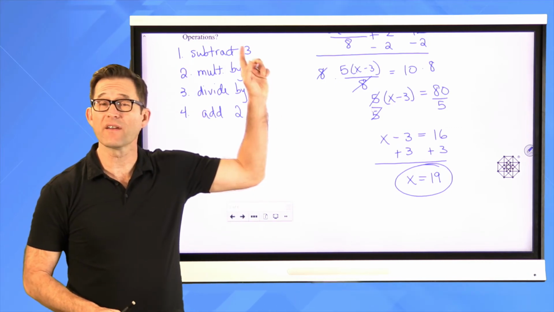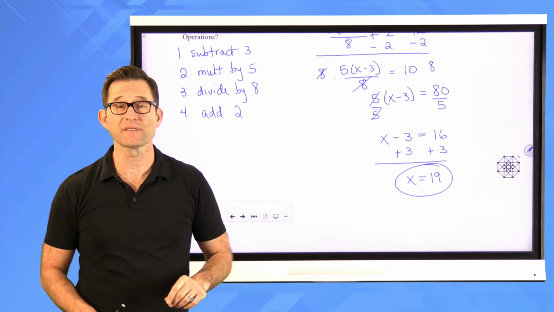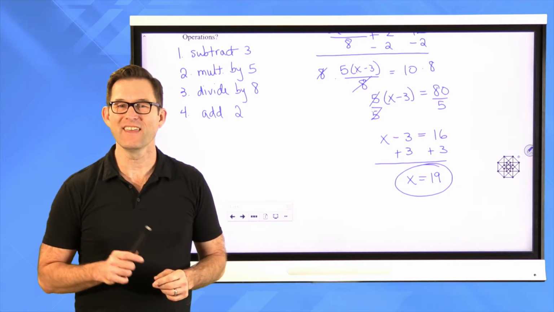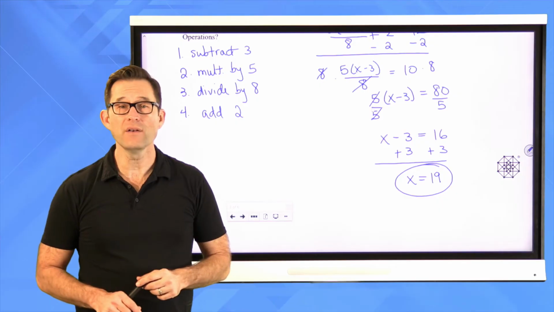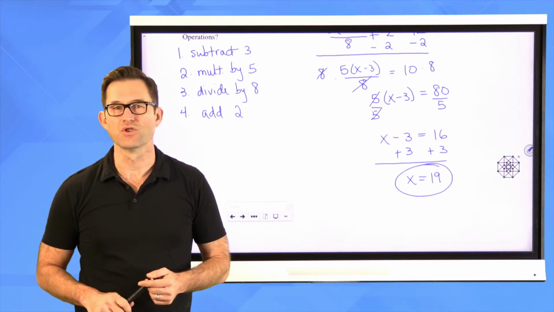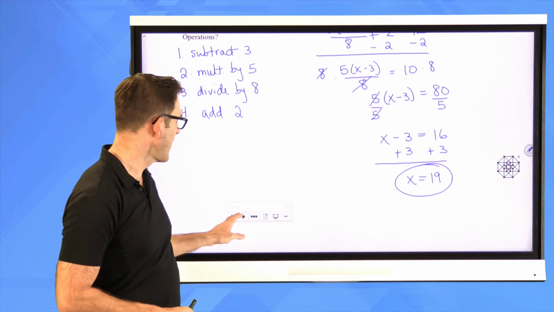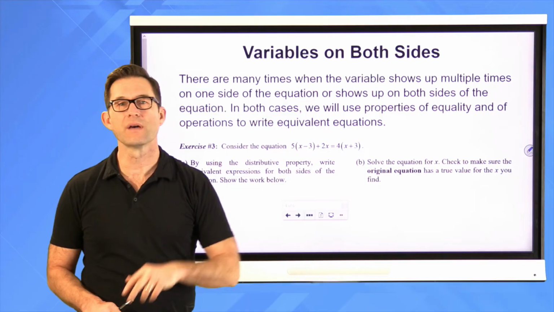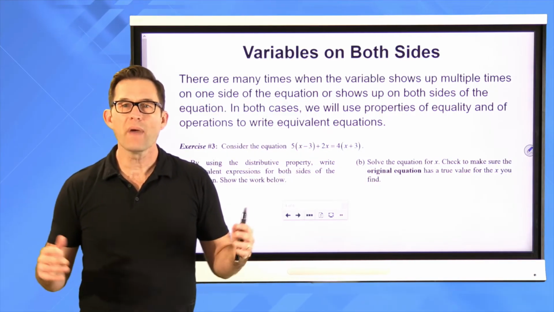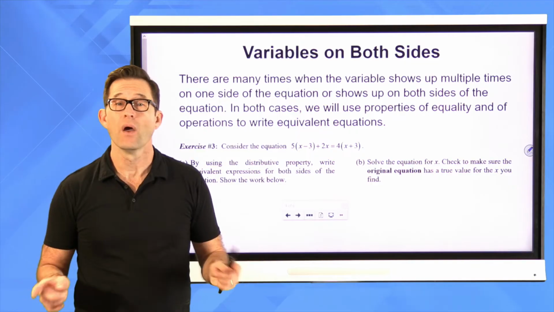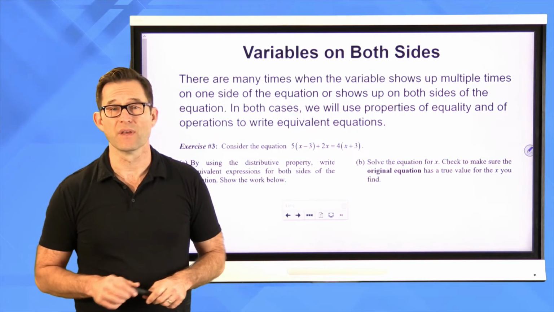If we can identify everything that's been done to x, and x only shows up once, that's key, then we just undo what has been done to x. But what if x doesn't just show up once? Let's get into that a bit, right? What if we've got variables on both sides? There are many times when the variable shows up multiple times on one side of the equation, or shows up on both sides of the equation.